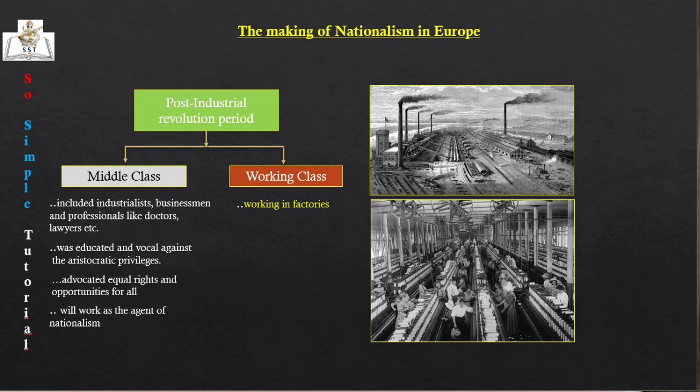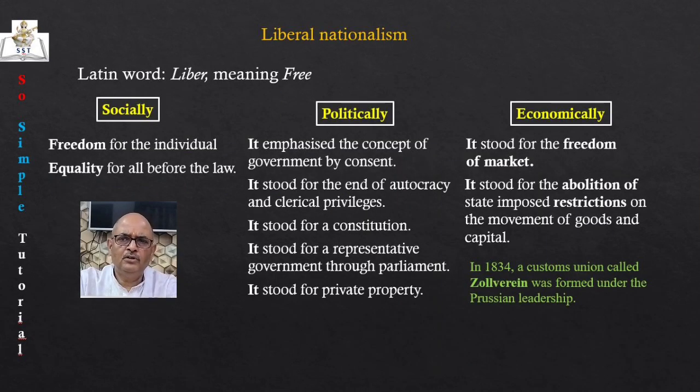In our discussion so far, why did we finally land on the middle class? It is because these people are going to talk about national unity and take a lead in the formation of nation states. Thus, the group required to bring the change has appeared on the scene. This group will work as the agent of nationalism and bring unity among the people. Let us now see what liberal nationalism stood for.